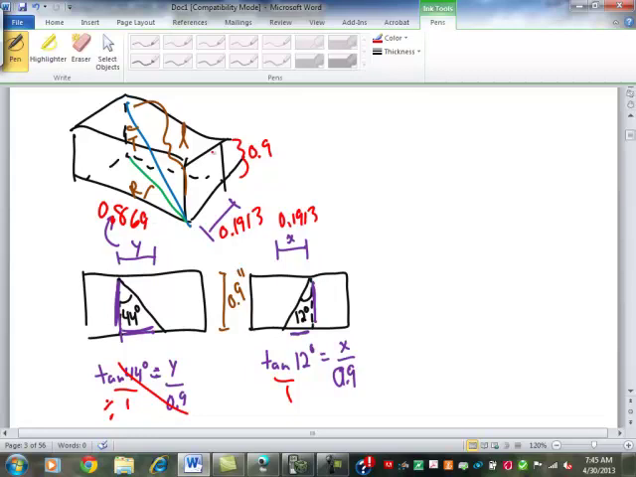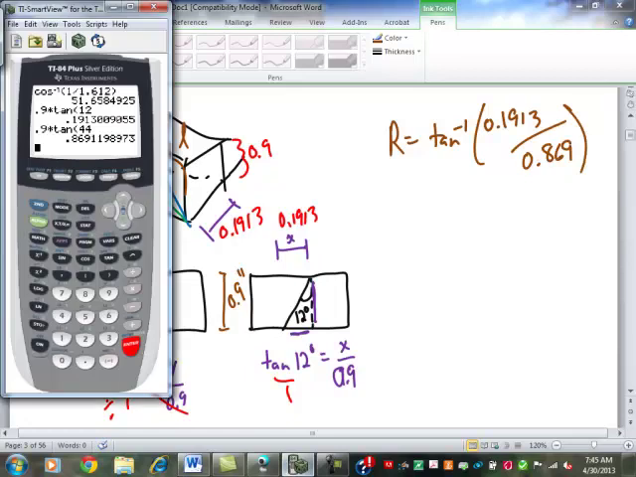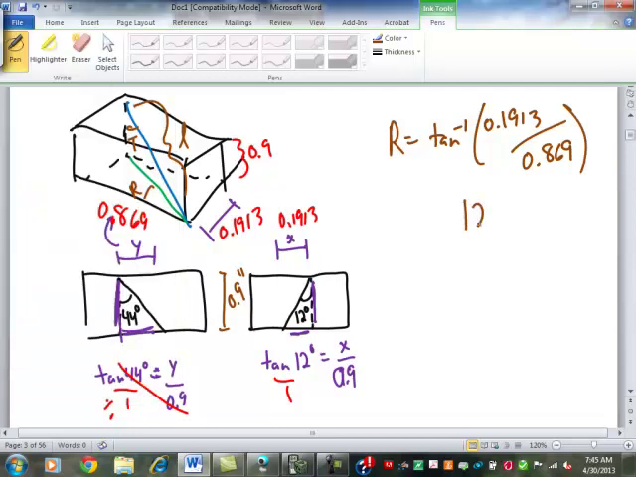So now that we have those dimensions, how do we find r? Inverse tangent of 0.1913 over 0.869. So second tangent, 0.1913 divided by 0.869 gives us 12.41 degrees.